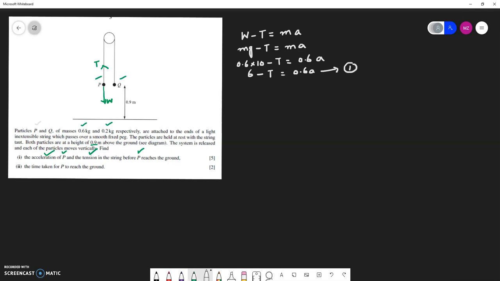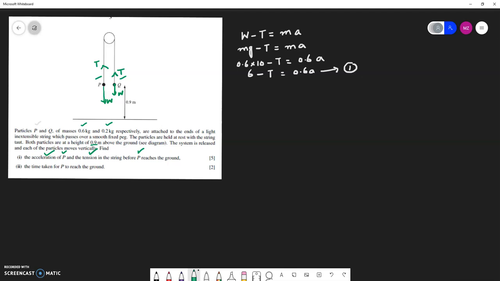Now we will find the forces acting on the point Q. So this is our point Q. Here we have two forces acting on Q. The first force is again in the downward direction, W, and the tension in the string will be in the upward direction.